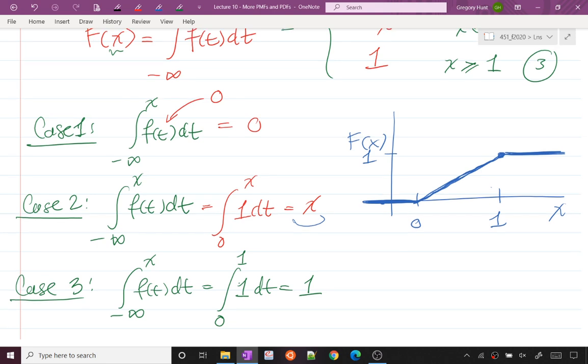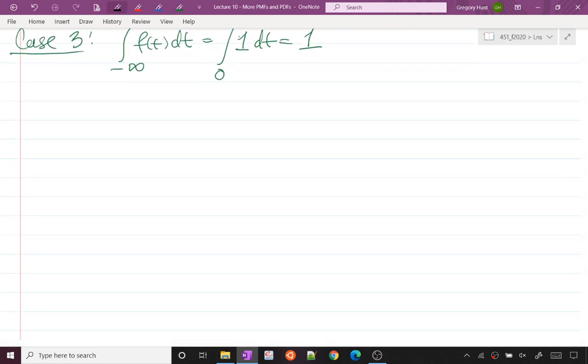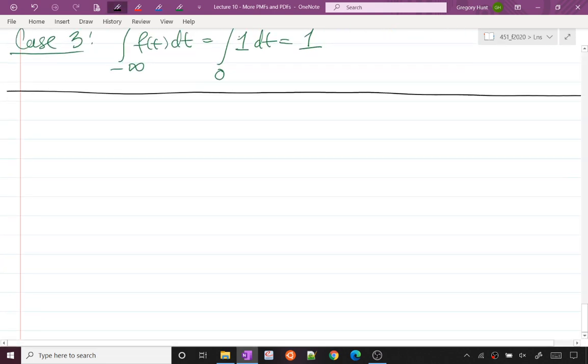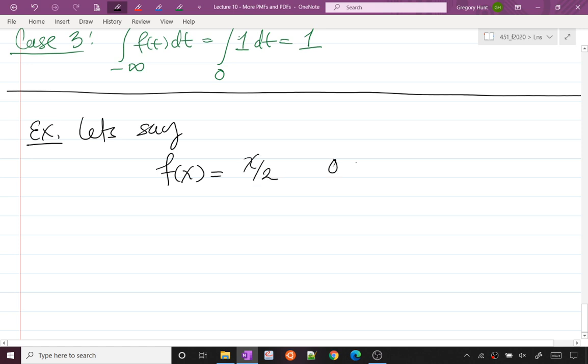Let's look at another example of calculating probabilities using the PDF. So, example. Let's say that the PDF f of x is x over 2 if x is between 0 and 2. And it is implied, I'll write it one last time, that it is 0 everywhere else.